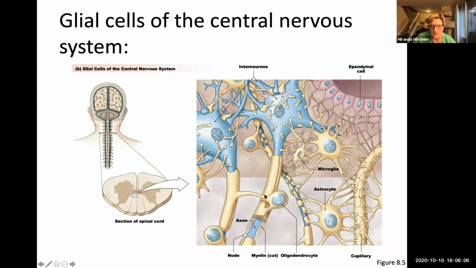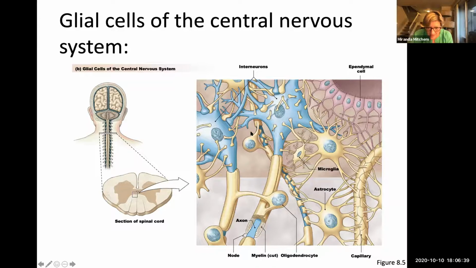And then we've got the analogous cell that does this. We've got a capillary. This may not look like a capillary, but it is. It's got vascular tissue surrounding it. We'll learn about this when we move into the blood system. So those are the main players of the nervous system. These are specifically the glial cells that provide support to neurons.